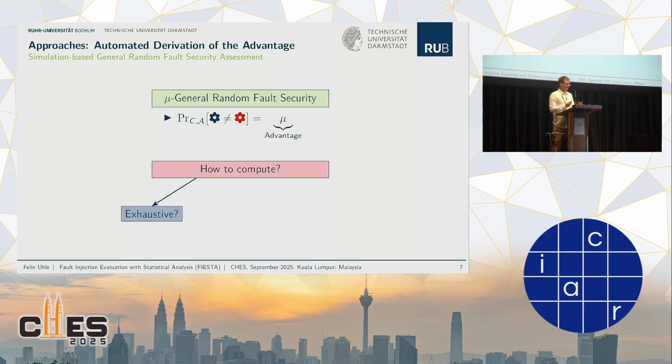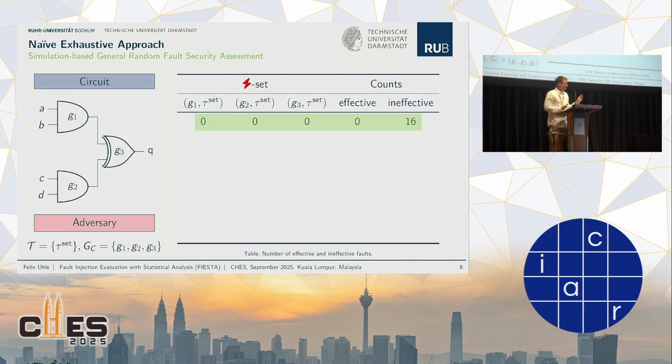And to give you some intuition what the problem is with doing that, I will give you in the following a short example showing how we could do this exhaustively, and then I will talk a bit about why this is problematic and how you can deal with that. Okay, so here we have a small example circuit, right? 3 gates, 2 ANDs, 1 XOR, 4 inputs, and we assume for this example an adversary that targets all 3 gates. So the adversary wants to fault G1, G2, and G3, and he can only apply set faults or stuck-at-1 faults.